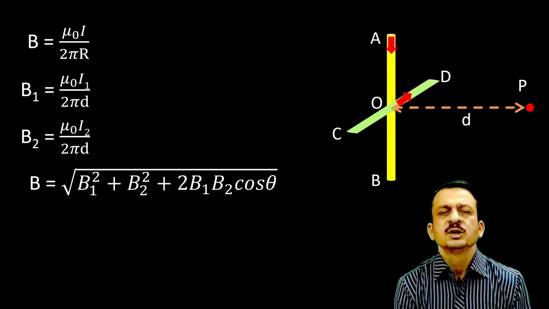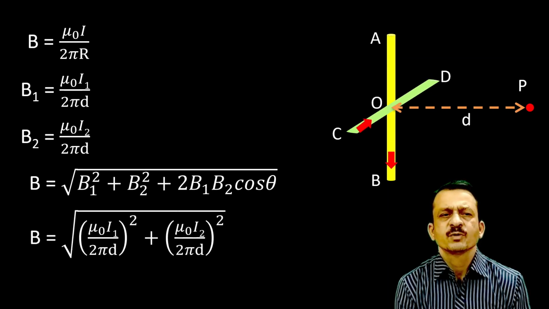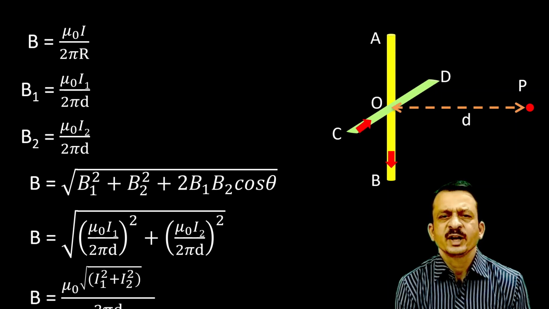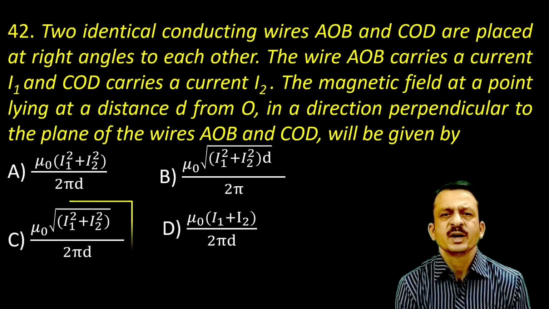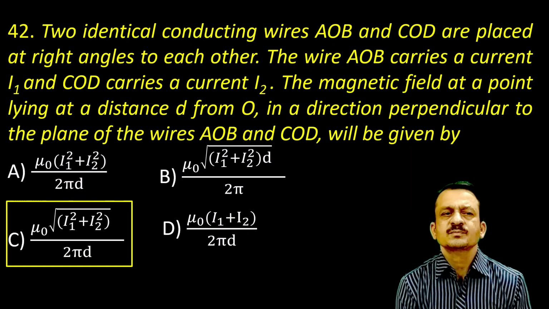As we have told, these two are perpendicular. Therefore the third term becomes 0. Therefore B is equal to square root of B1 square plus B2 square. B1 square is (u0 I1 divided by 2 pi d) square plus (u0 I2 divided by 2 pi d) square. Now here u0 divided by 2 pi d is common. If we take it out, we get the square root of I1 square plus I2 square. So this is the answer. B is equal to u0 into square root of I1 square plus I2 square divided by 2 pi d. Hence C is the right answer here.